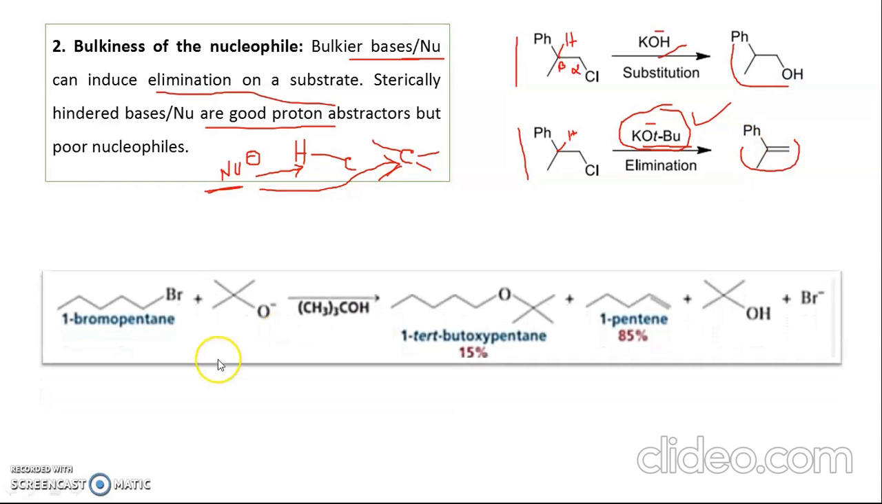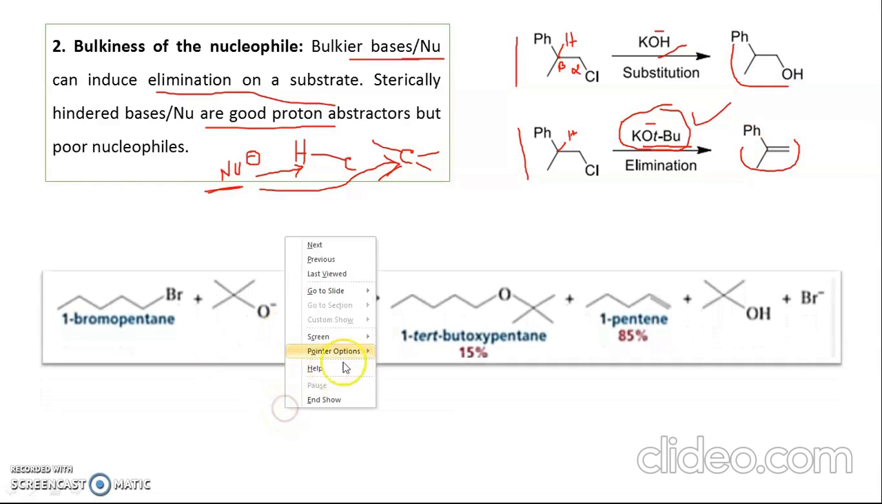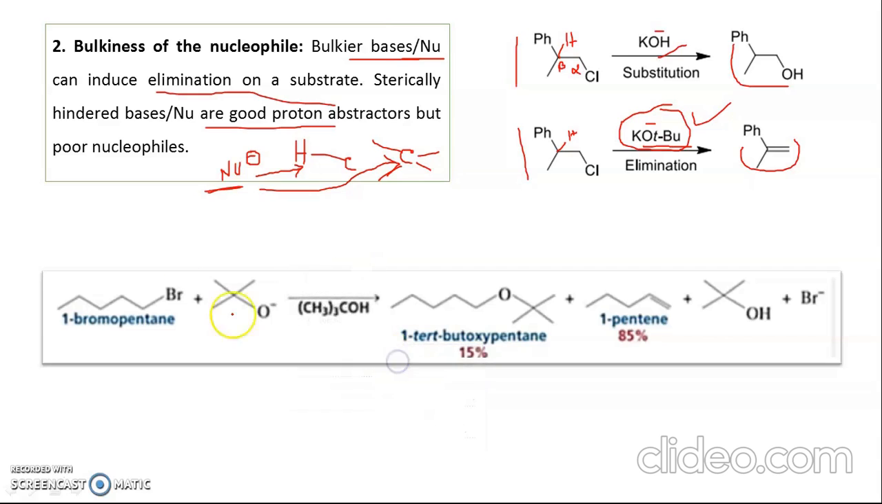Another example, our starting material is 1-bromo-pentane. Here our base is very bulky. Again we are using tertiary butoxide ion. So 15% substitution product, but 85% elimination product. So again elimination is winning over substitution because the base is bulky.